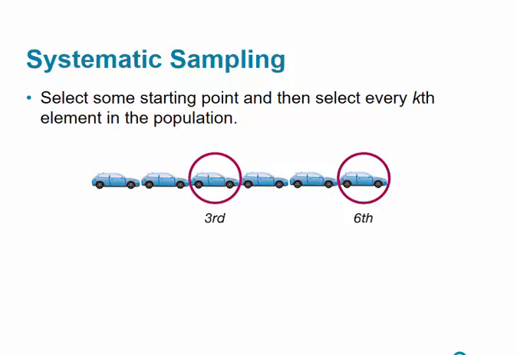In systematic sampling, you select a starting point, and then you select every kth element in the population. In this case, we have a line of vehicles, so we start with the third vehicle, and that's our starting point, and then we're going to choose every third vehicle. So that's systematic sampling.